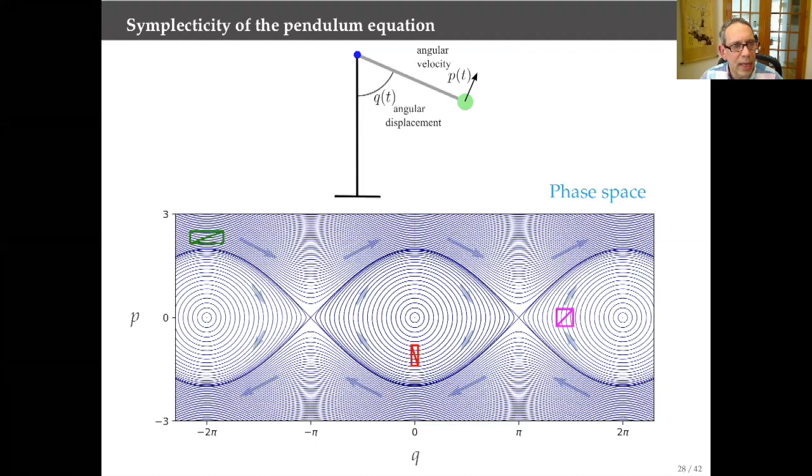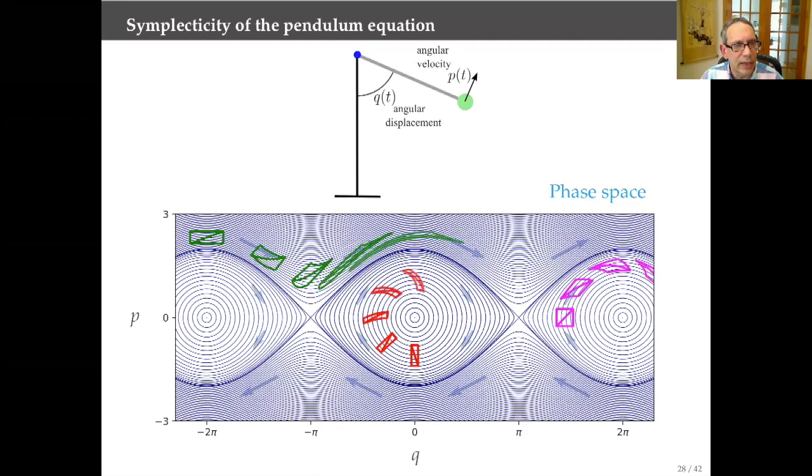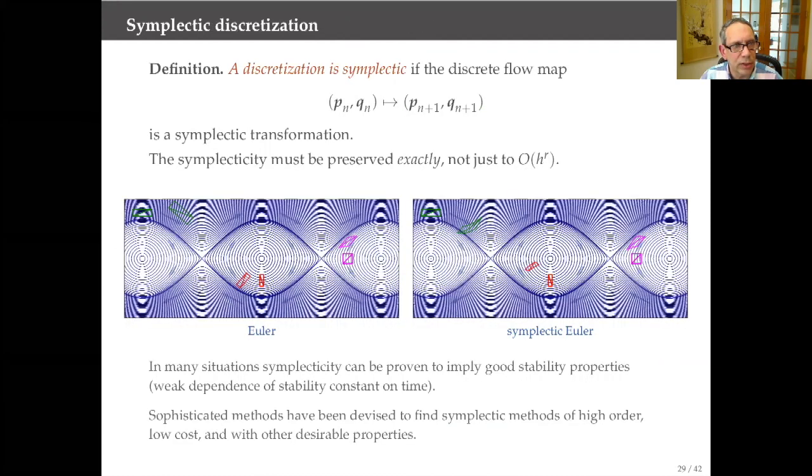So suppose we take some different initial conditions, and I take a region of initial conditions in green, a different one in red, a different one in pink, and I let them flow forward in time through the pendulum equations, and again, and again. And what you see is they get very distorted, but the area doesn't change. The area of the distorted region is the same as the area of the original region. That's what Hamiltonian systems do, and that's called symplecticity. And a structure-preserving discretization, a symplectic method, has that same property for the discretization.